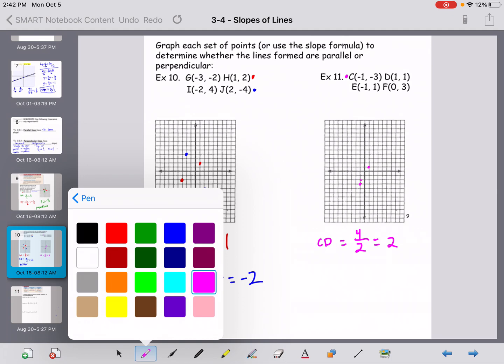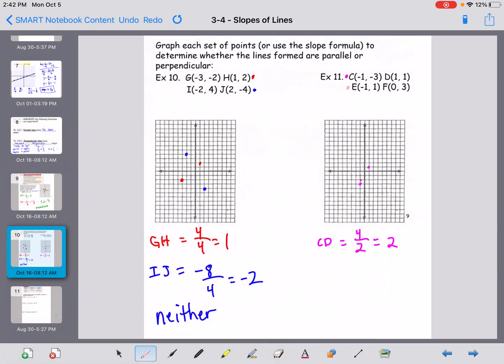And now, let's look at EF. -1, 1. And 0, 1, 2, 3. So my slope of EF is 2 over 1, which equals 2. Is that the same number? Yeah. That means they have the same slope, and that means that if we were to draw lines here, they would be parallel.